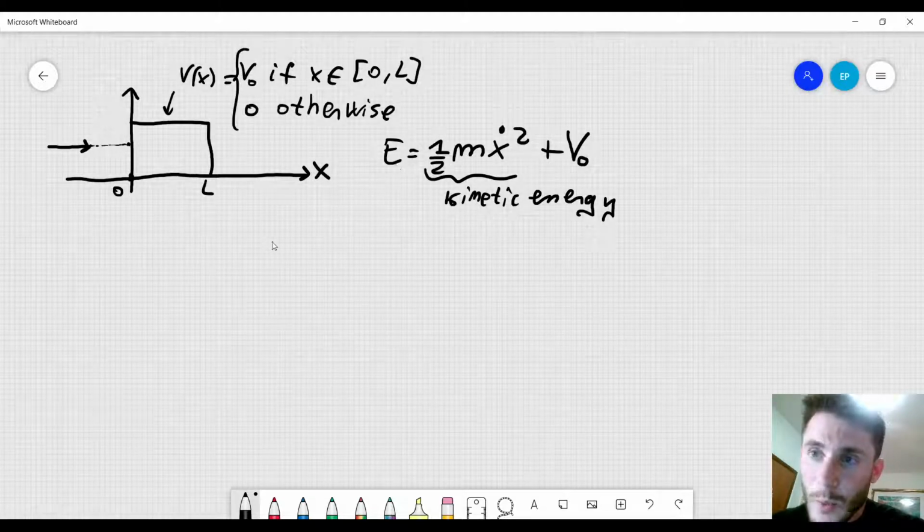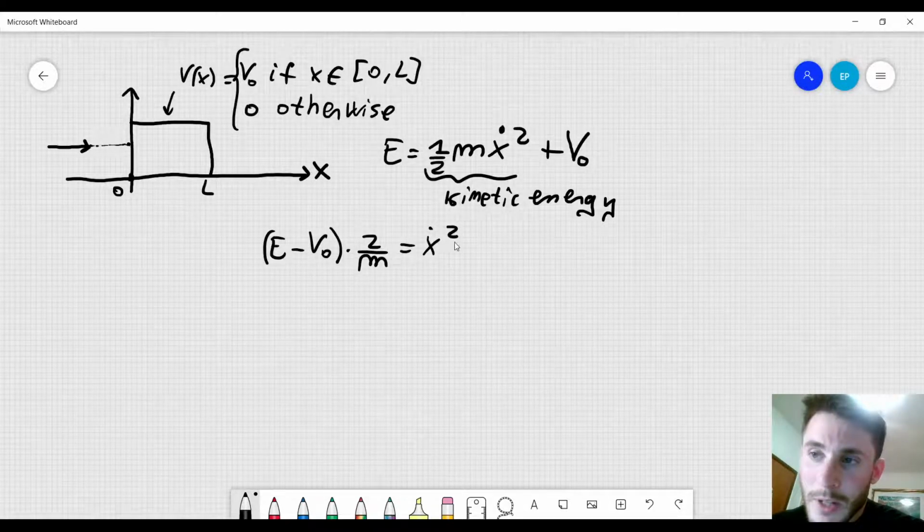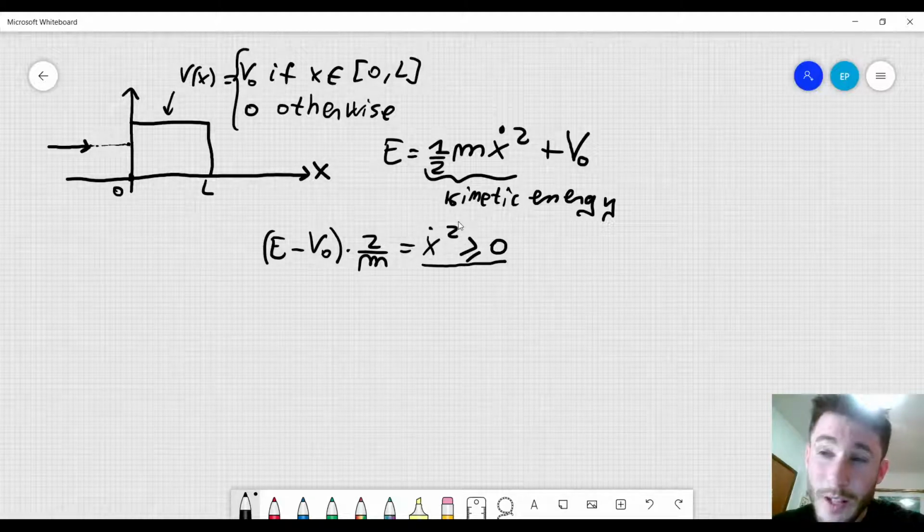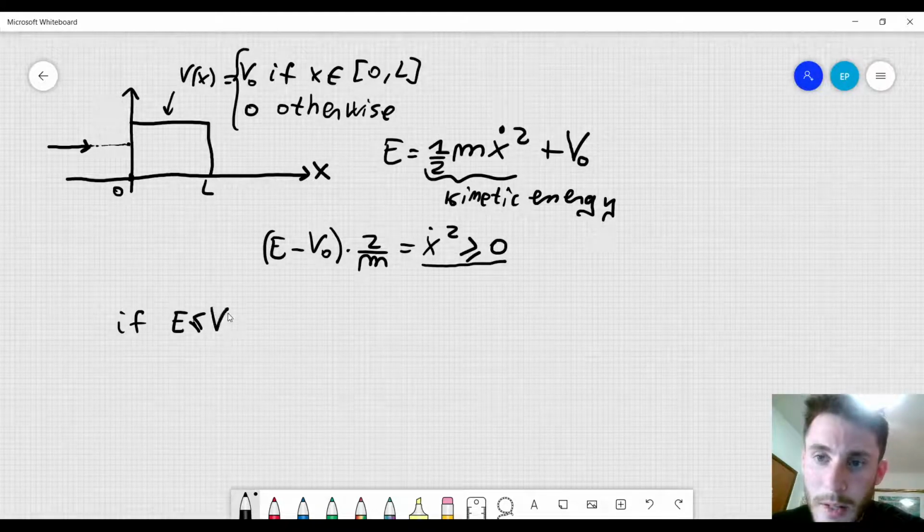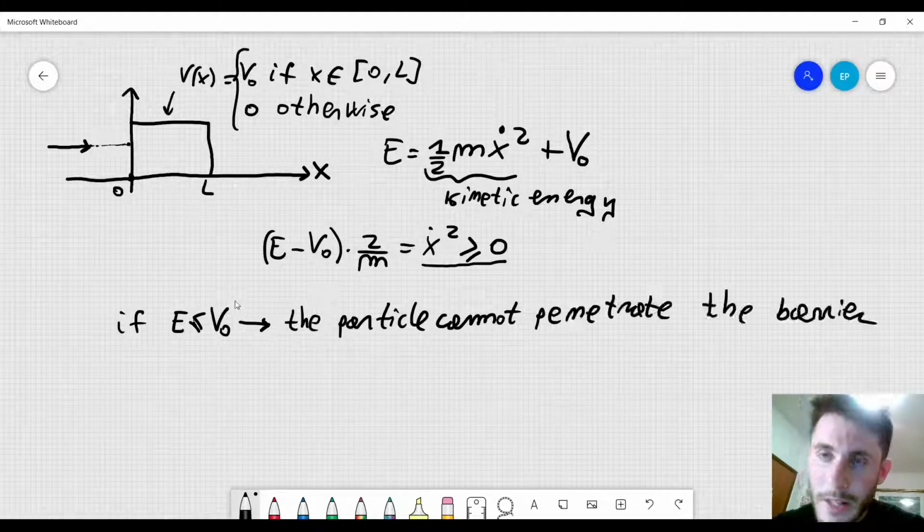And therefore we have (E minus V0) times 2 divided by m. This is equal to x dot squared. And you can see that this quantity here should be always greater than or equal to 0, because of course the velocity squared is greater than or equal to 0. But this means that, for example, if we have that the total energy of the system is less than or equal to V0, this means that the particle cannot penetrate the barrier. Now let me explain it a little better.